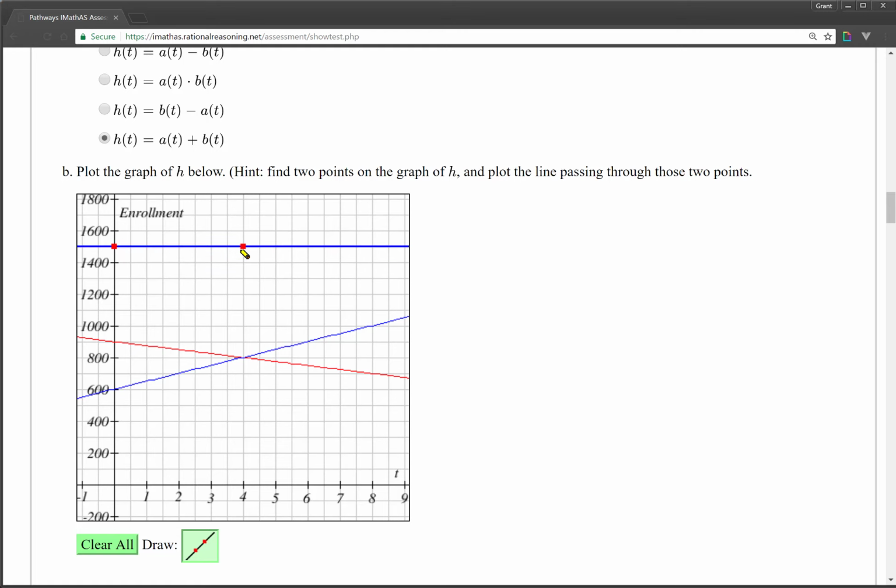So now let's look at when t equals 4. We see that both A of 4 and B of 4 are equal to 800. So A of 4 plus B of 4 is equal to 1,600, and therefore H of 4 is equal to 1,600. So we've got 2 points on the graph, and we can plot the line passing through them, and this will be the graph of H.